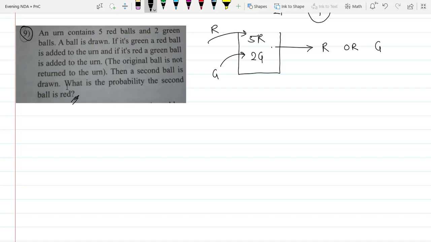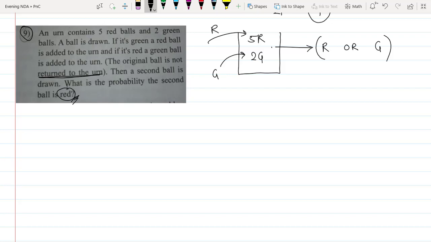Yes. Very good. Now see here, after this experiment, after adding this, the first ball which you have drawn, you are not replacing it in the urn, means it is not getting returned to the urn. So for the second ball you want the red color ball. So after this type of experiment you want to have the red color ball.